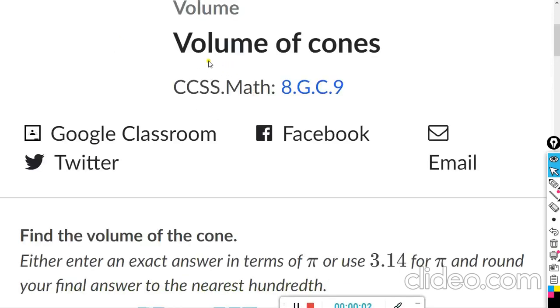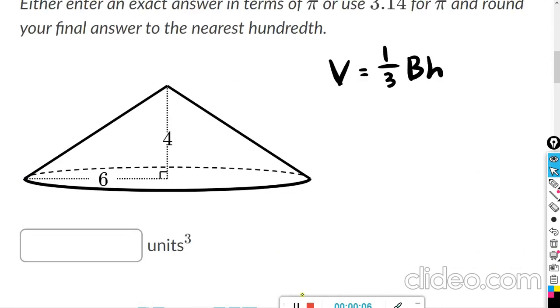This will be for the cone assignment, volume of cones. Now, the formula for the volume of pyramids in general equals 1/3 base times height, where capital B is the area of the base. In the case of a cone, the base is just a circle, and we know the formula for the area of a circle is just pi r squared.